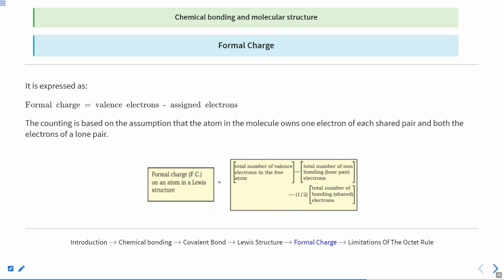First of all you take a single atom and count the number of valence electrons. Now take the Lewis dot structure that you have drawn. Count the number of lone pairs and the number of bond pairs that are present. Count the electrons that are present as bonded in the case of that atom, and divide by 2. Now put it in this formula and you will get your formal charge.